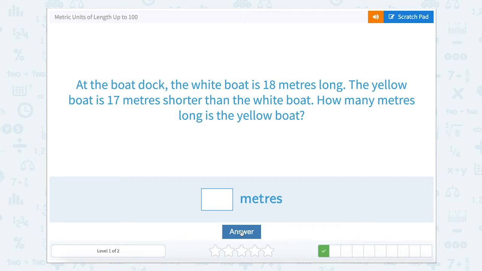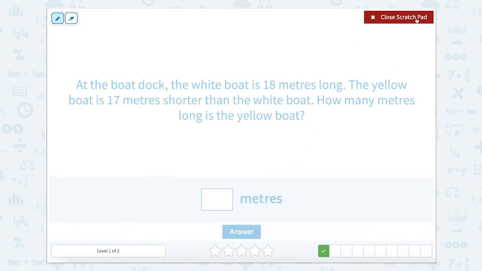At the boat dock, the white boat is 18 meters long. The yellow boat is 17 meters shorter than the white boat. How many meters long is the yellow boat? Let's use our scratch pad, and this time let's use our tape diagram, but go the other way.